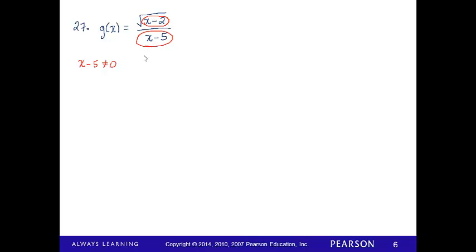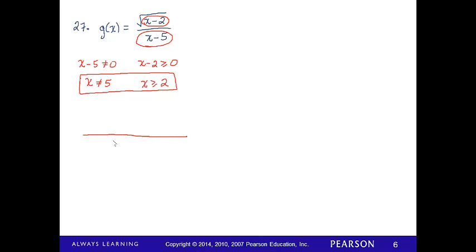So x minus 2 is greater than or equal to 0. And then we solve. So x does not equal 5, and x is greater than or equal to 2. So our domain consists of all x's that are greater than or equal to 2, but not equal to 5.